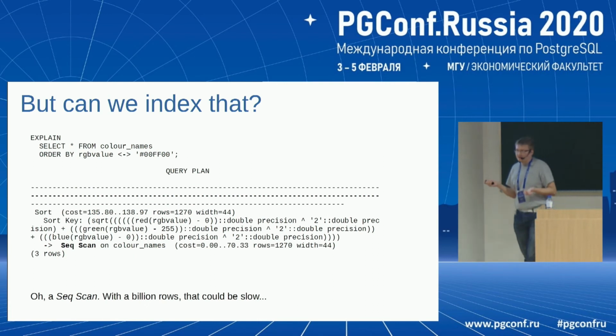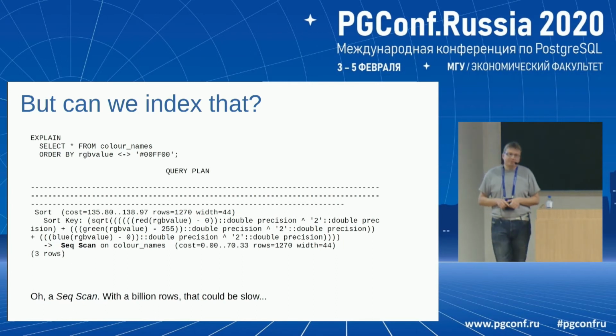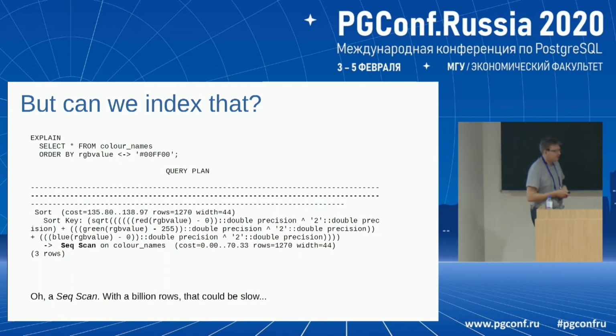Unfortunately, if you just do that, there's no indexing support for that yet. So maybe you can see where this is going. At the moment, you would get a sequential scan on that, which could be really slow if you have a billion rows in your table or something ridiculous. That could become slow. So can we build an index for that query? And it turns out that, yes, we can.